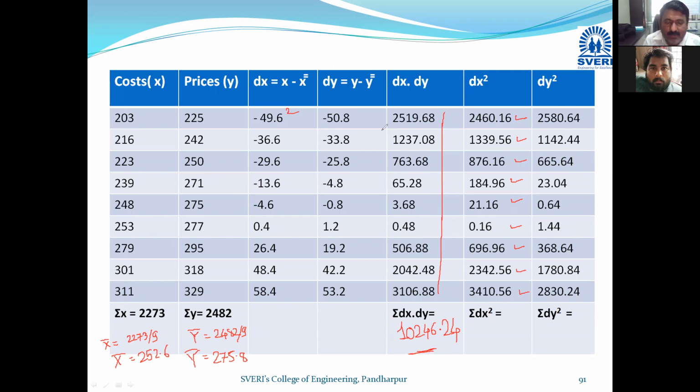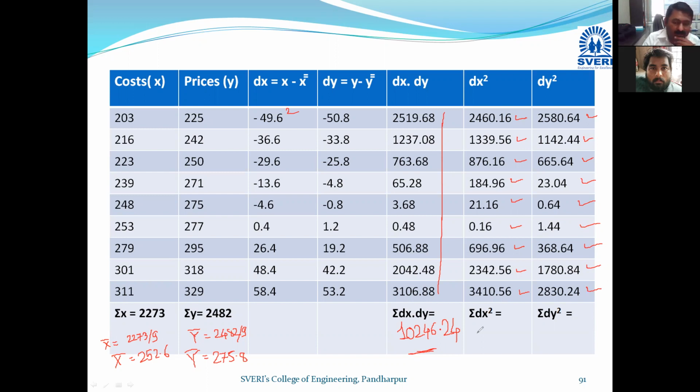So 50.8, this is minus, but if you take the square it will become a plus value. So 50.8 square is the first dy square value. 33.8 square is 665.64. 4.8 square is 23.04. 0.8 square is 0.64. In this way, all the y values are written. Now just calculate the summation of dx square and the summation of dy square.